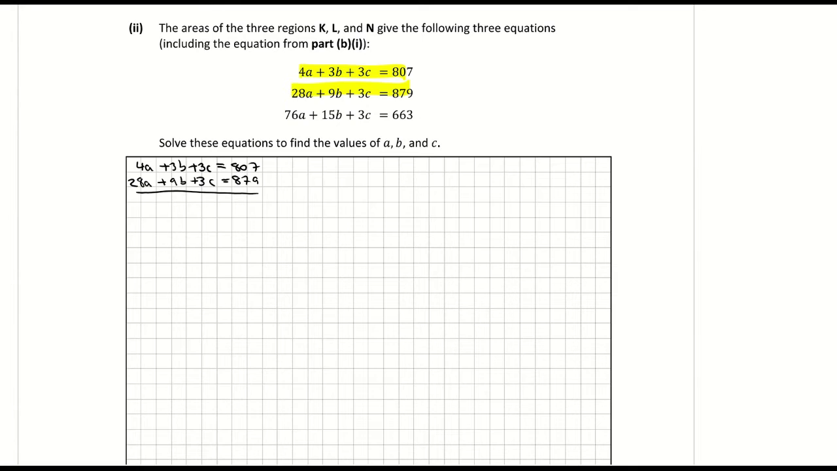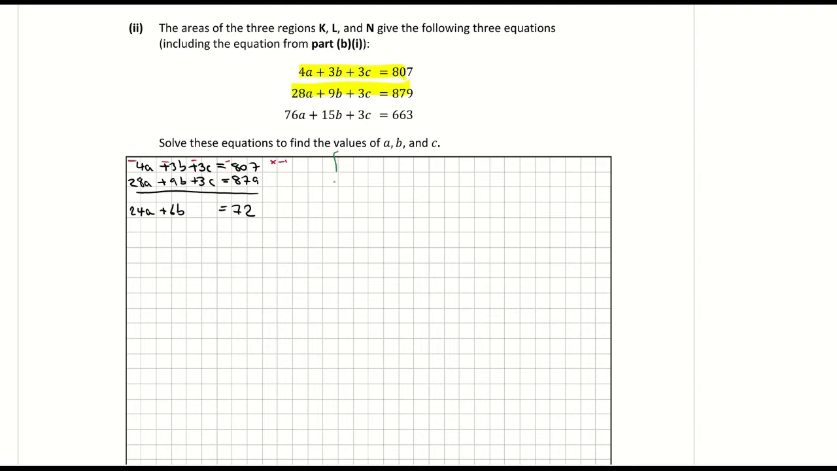Let's cancel out the c's here. So I'm going to multiply the top line by a -1. So that becomes a minus, becomes a minus, becomes a minus, becomes a minus. And the c's will cancel. So 28a take away 4a gives me 24a plus 6b is equal to 72. So there's one equation now. I'm down to two variables.